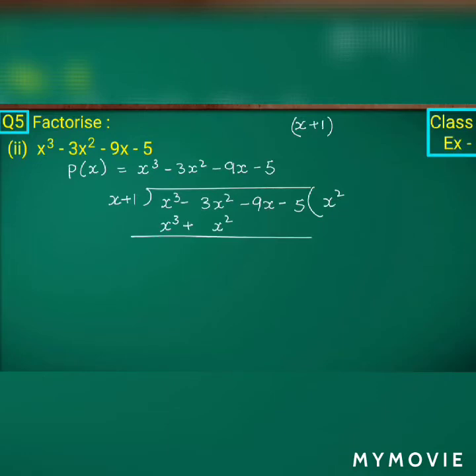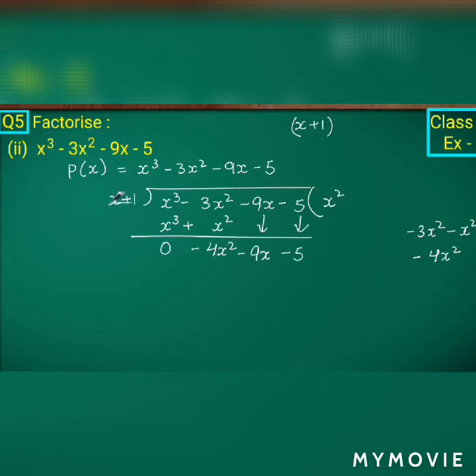So x square into plus 1 gives plus x square. Now we have to do the subtraction, isn't it? x cube minus x cube will become 0. So plus x square becomes minus x square, since it is a subtraction. Minus 3x square minus x square gives minus 4x square, isn't it? Are you getting? Minus 4x square. So I'll take the next term down here, that is minus 9x minus 5.